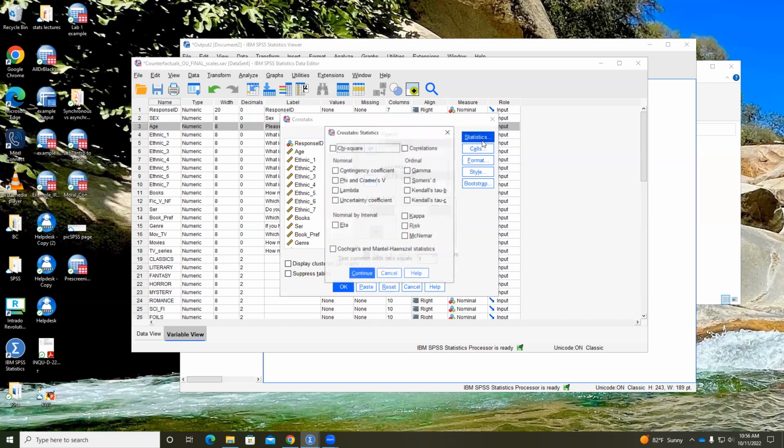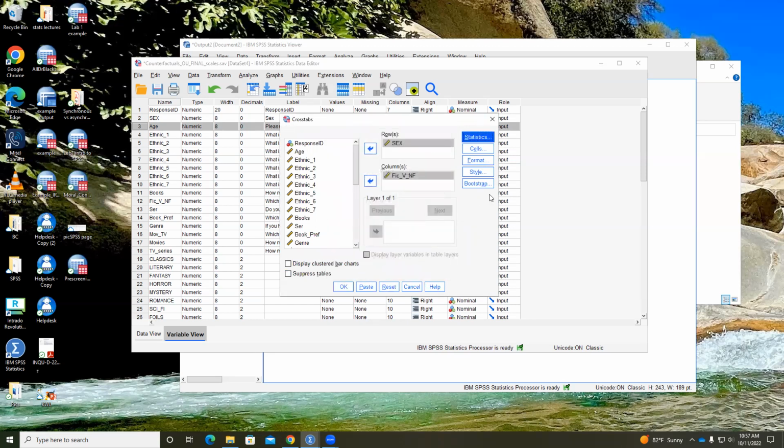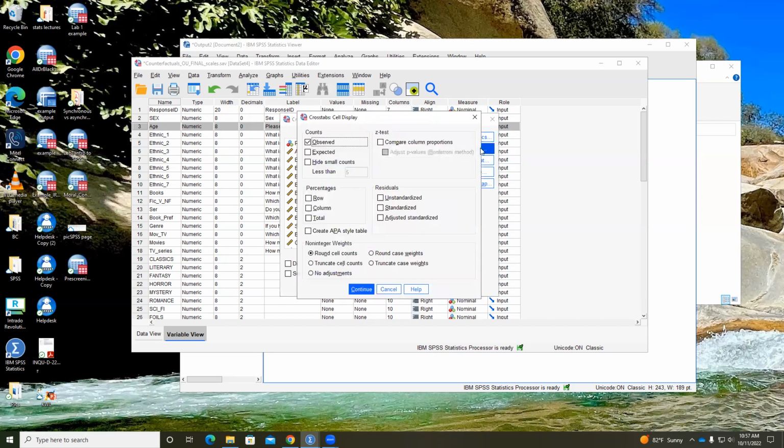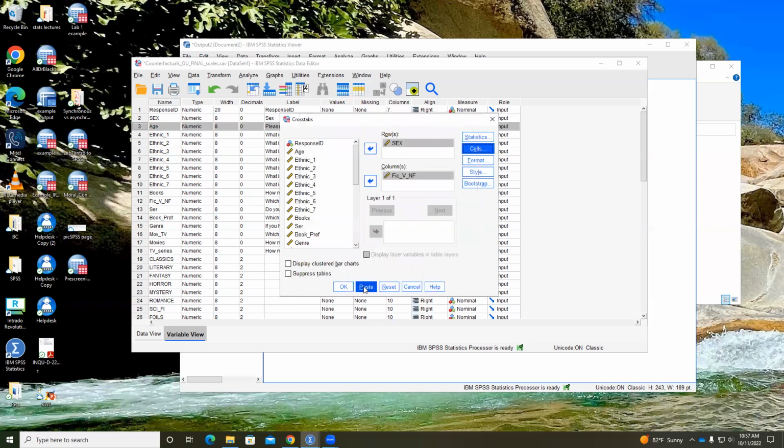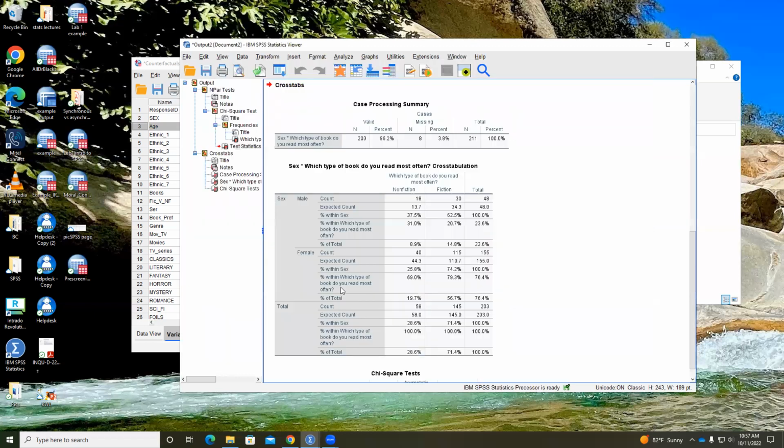Next you click on Statistics, select chi-square. That's all we're going to worry about for this course, and then Continue. Next, we want to select Cells. By default, SPSS will give you the observed value, but it's a good idea to also select expected. So how many would you expect were they independent? And then you can also select, if you want, the percentages for rows, columns and total. We're going to select all of that so we can look at it. Then we hit Continue, and then OK.